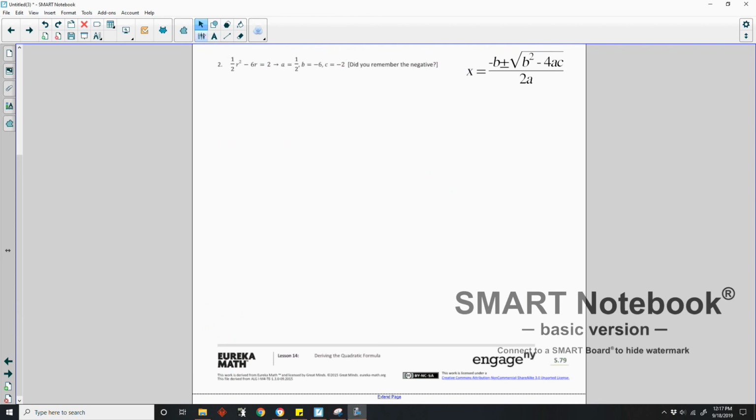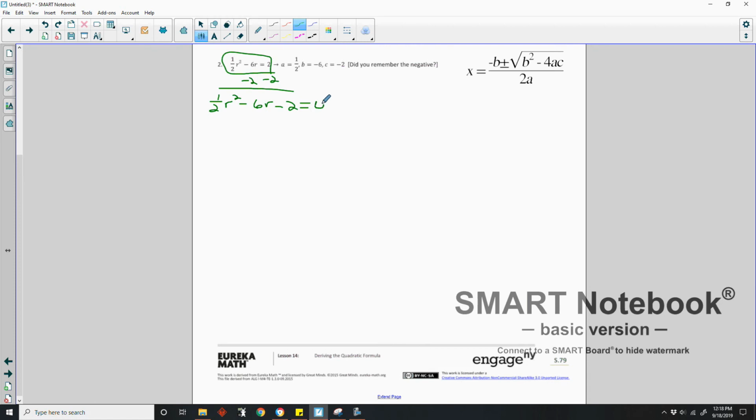Okay, number 2. All right, so we have 1/2 r squared minus 6r equals 2. So here's your equation. I want this to equal 0, so I have to subtract 2 from both sides. So that would be 1/2 r squared minus 6r minus 2 equals 0. So here's my a, 1/2. B, negative 6. C, negative 2. Don't forget this negative. So there we have it.